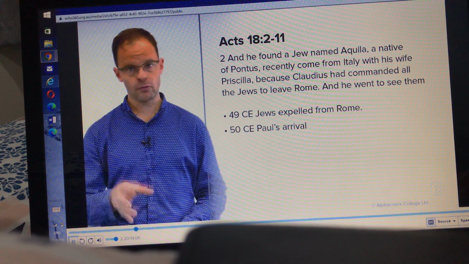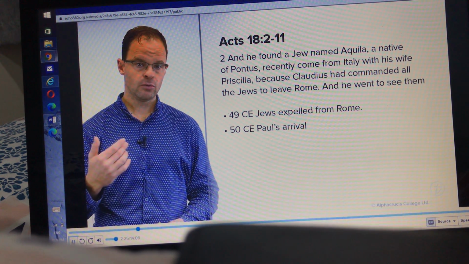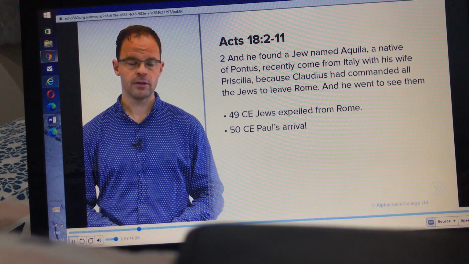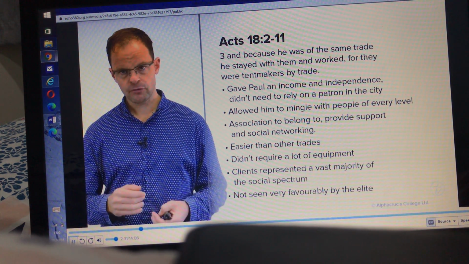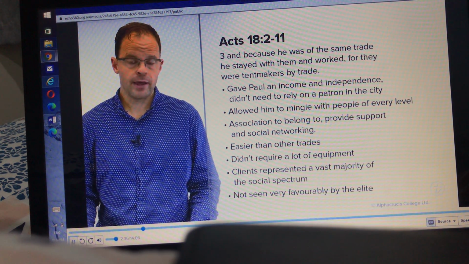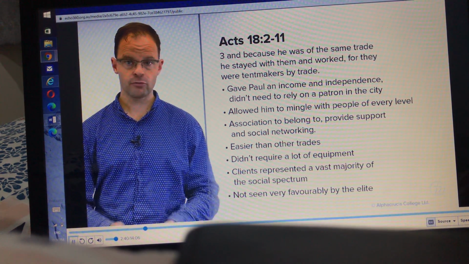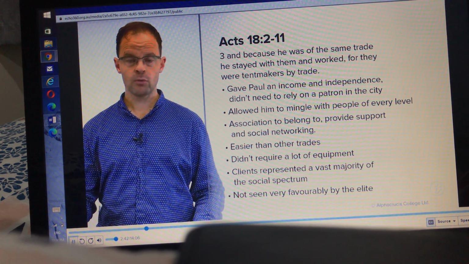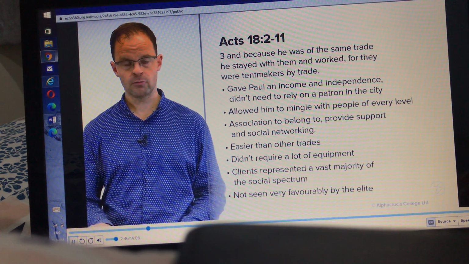So Paul arrived in 49, probably into 50 CE, and he began to work with them in their same trade. Now, the idea of the trade is really good for Paul, because it means that he's not reliant on people to pay his way. Now, the truth is that if you're a teacher or a minister in the Christian community or in any sort of teaching context, it would be expected that you would be paid by your students. That's just the normal practice.